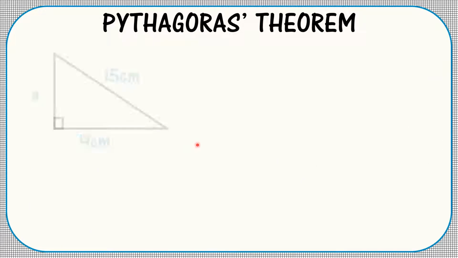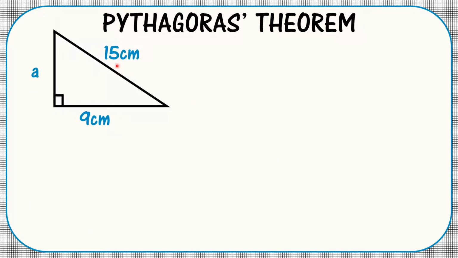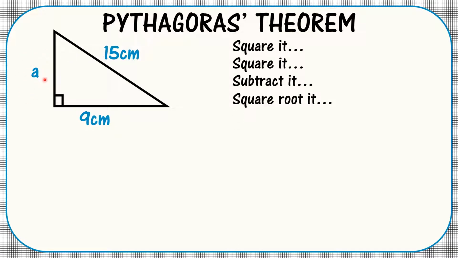Here are a few more examples for us to attempt. We have 15 centimeters, we have 9 centimeters, and we are trying to work out the value of a. Now, a is a shorter side, so what you would do is square it, subtract it, square root it.